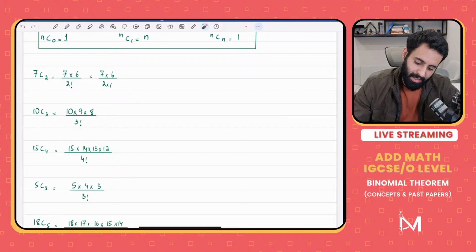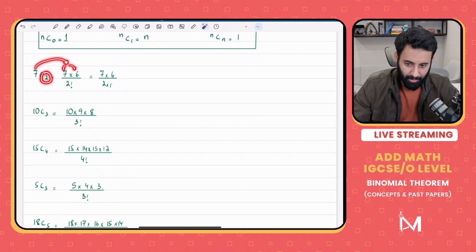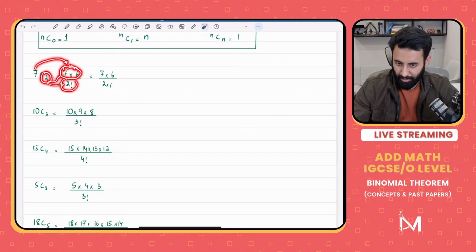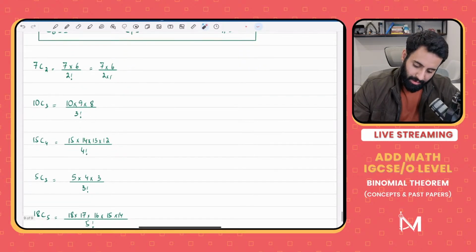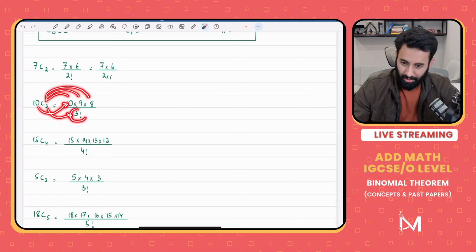So notice that R is 2 here. So in the numerator, we have 2 terms, okay? So we start from 7 and then we go back 1 term. And the reason why we stop after 2 terms is because R is 2. And in the denominator, we have the factorial of 2. Then 10C3, that means in the numerator, we have 3 terms starting from 10. And in the denominator, we have 3 factorial.